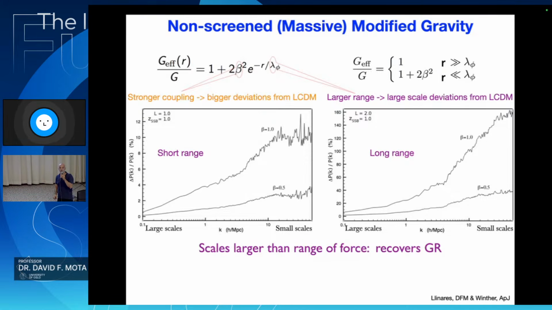Because on the very, very large scales, you see the clustering in the universe, which is basically very similar to lambda CDM.